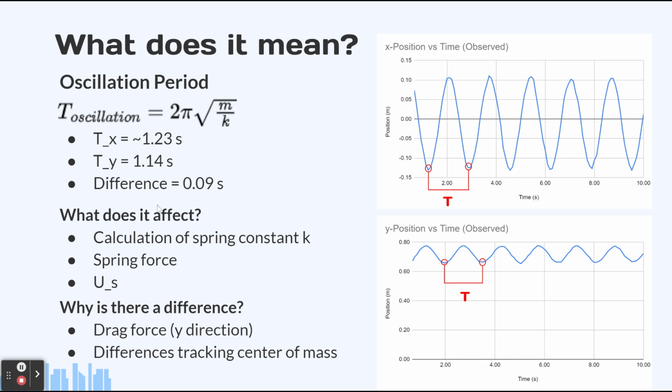And this difference affects the calculation of the spring constant K, which affects the spring force and the spring potential energy. And why is this even a difference? It could be because of the drag force or air resistance acting in the y direction, and again, differences with tracking my center of mass.